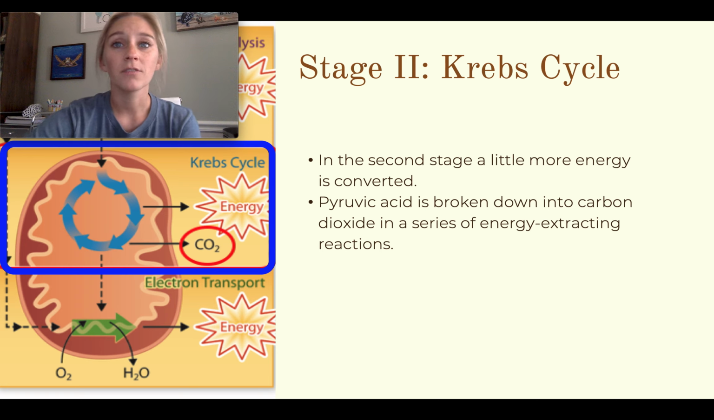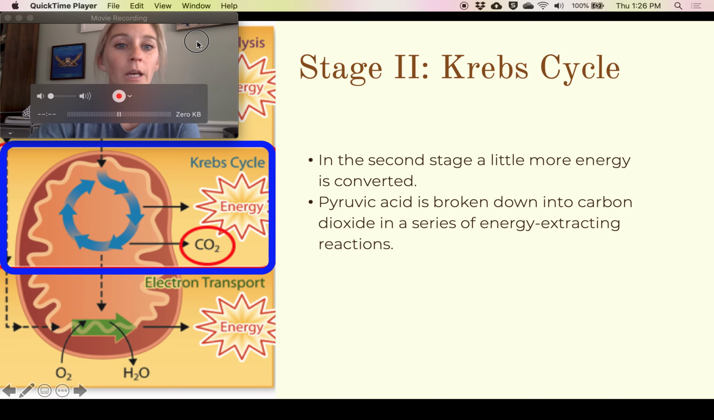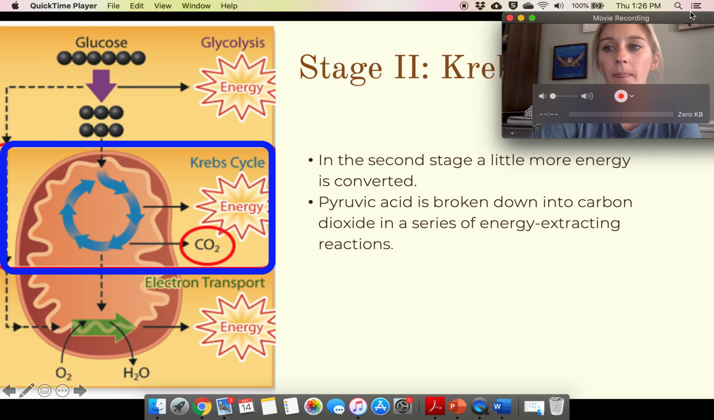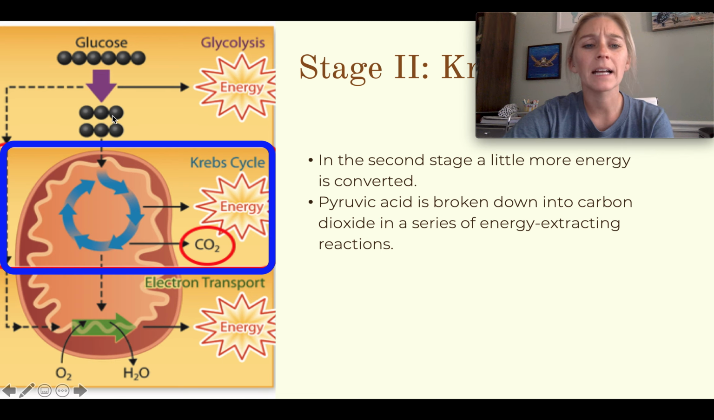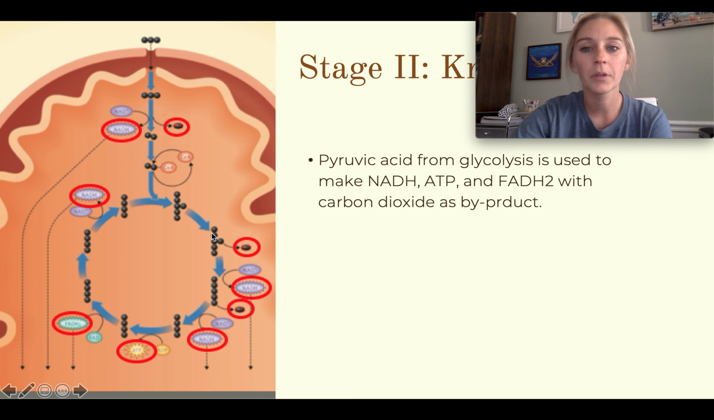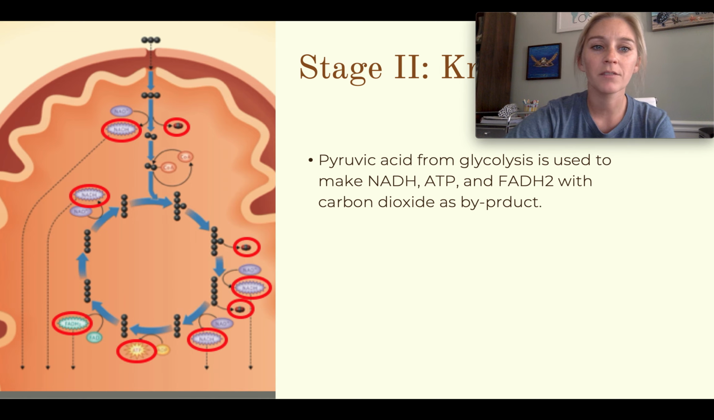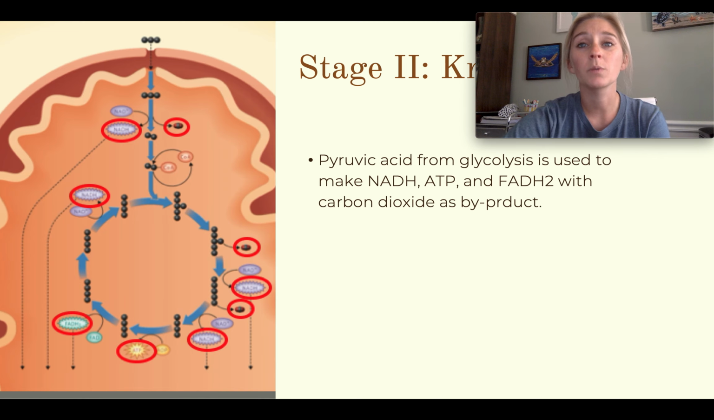So the pyruvic acid from the glycolysis stage, let's move me out of the way again. Okay, back over here. The pyruvic acid from glycolysis is now going to be broken down in the Krebs cycle or the citric acid cycle into carbon dioxide. And you can see it exiting right here. So because glycolysis produces 2 molecules of pyruvic acid for each glucose, the Krebs cycle turns twice for each glucose molecule that entered glycolysis.